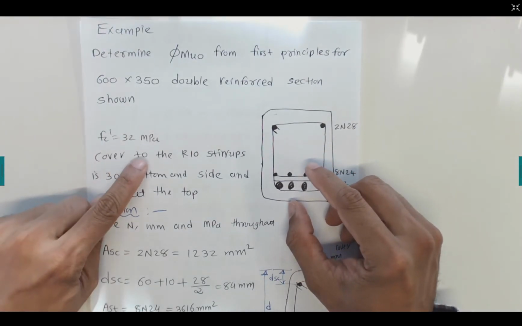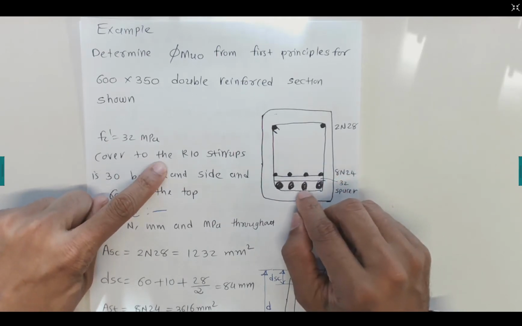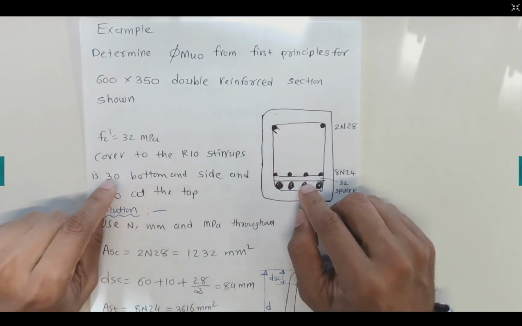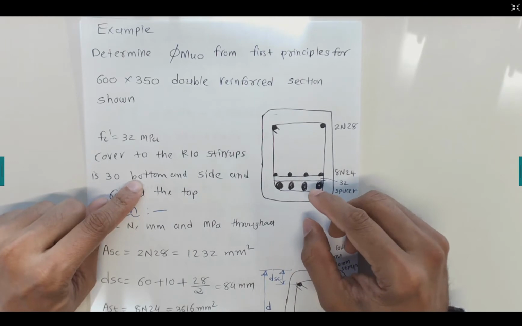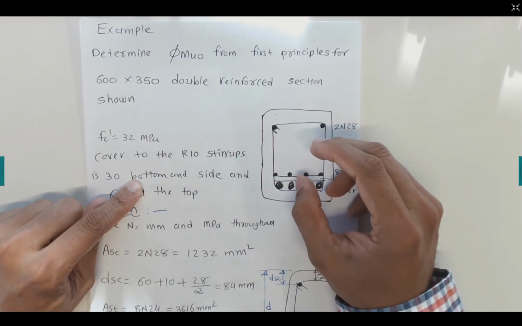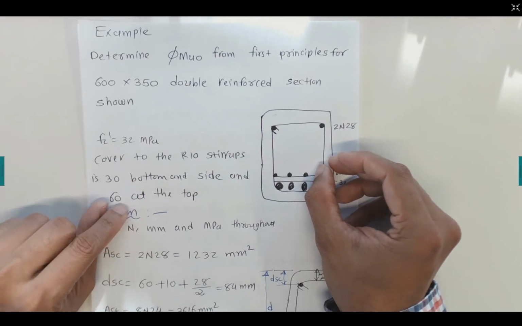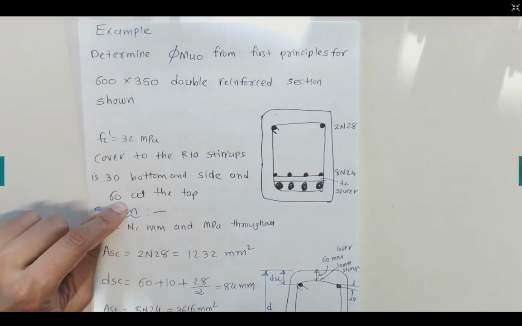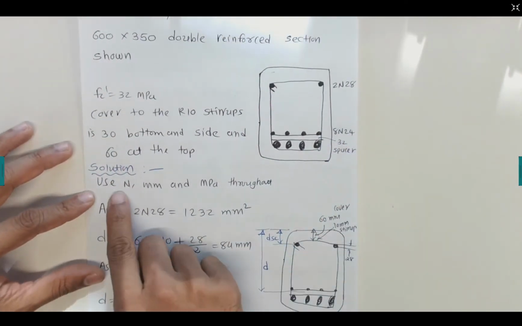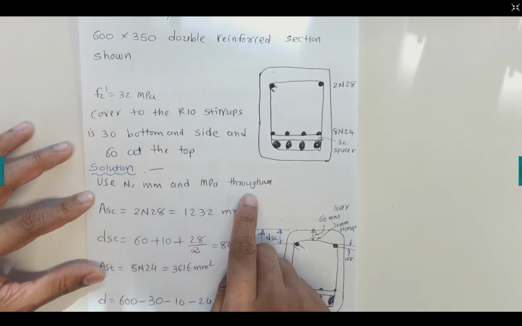Cover to the R10 stirrups is 30 millimeters to the bottom and the side, and 60 millimeters at the top. Now we are working in Newton, millimeter and megapascals throughout.